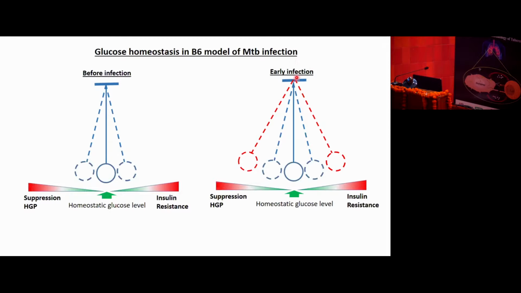But in the late infection, recently Jyoti from the US showed that after 70 days, we see elevated levels of glucose in the mice. So after late infection, this compensation is not working, and they are going more towards developing insulin resistant diabetes, and their glucose level remains high. So this is the working model.